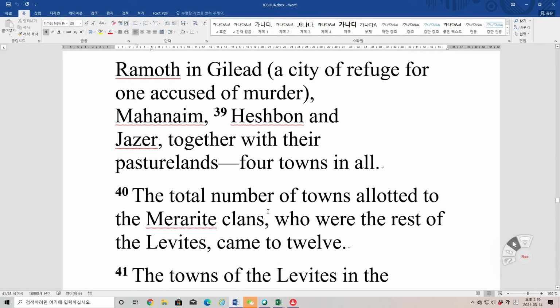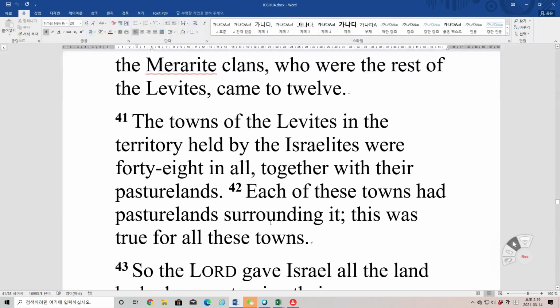Ramoth in Gilead, a city of refuge for one accused of murder, Mahanaim, Heshbon, and Jazer, together with their pasture lands, 4 towns in all. The total number of towns allotted to the Merarite clans, who were the rest of the Levites, came to 12. The towns of the Levites in the territory held by the Israelites were 48 in all, together with their pasture lands.